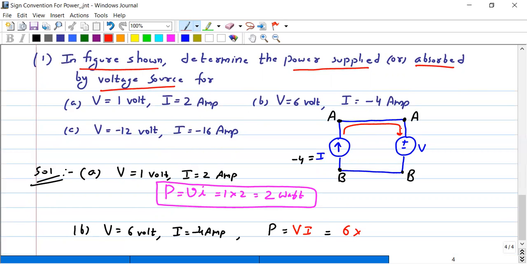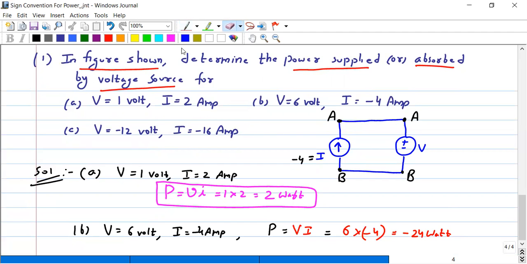But let us put the values of voltage and current and see what we find out. I equals how much now? I equals minus 4. So how much are you getting? You're getting minus 24 watts. So power is coming out to be negative. Negative power means this voltage source is not consuming the power, it is delivering the power. But according to the directions you have considered here, it shows that the voltage source is consuming the power, but that is not right.